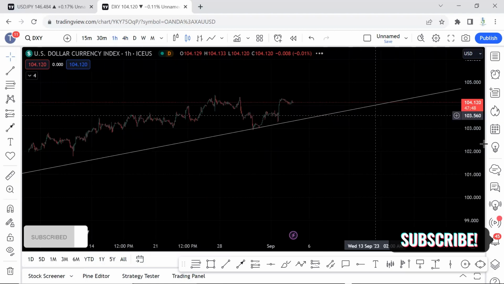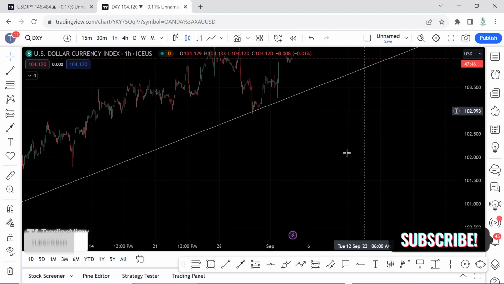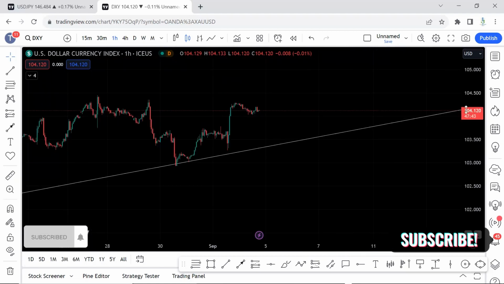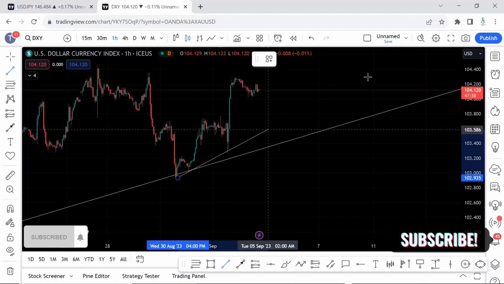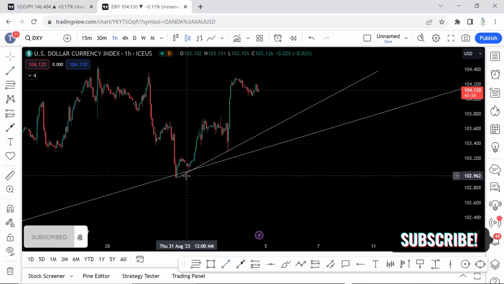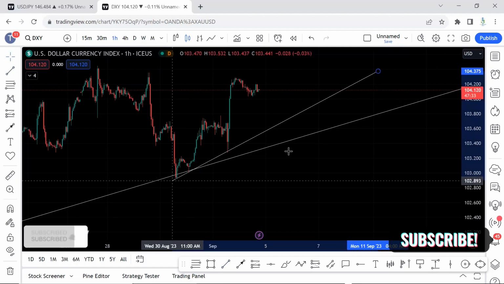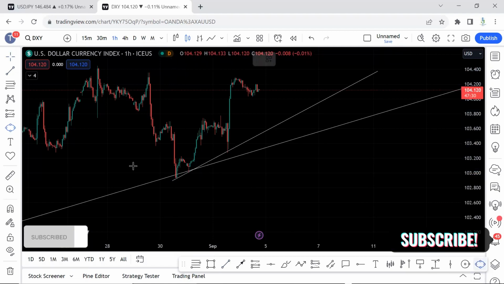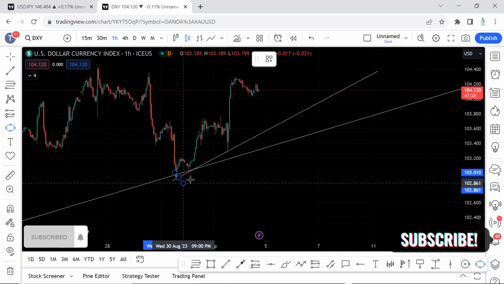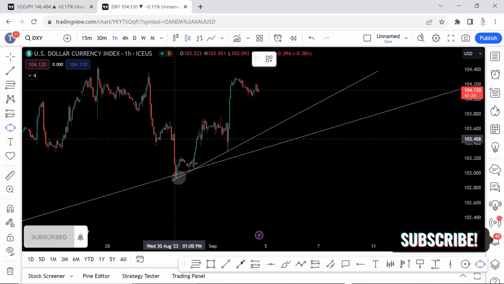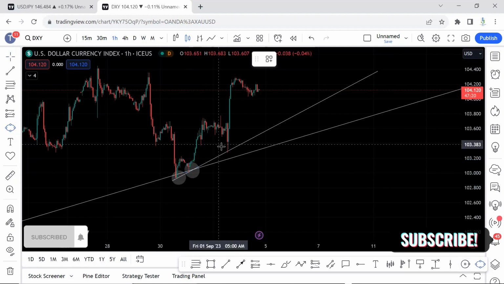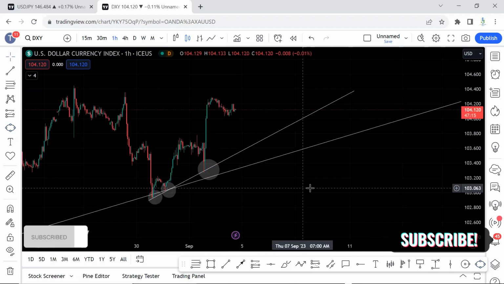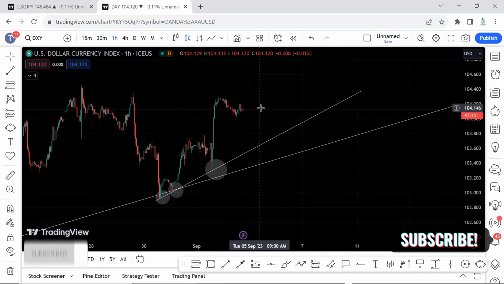Is there a trend line here to draw in the 1 hour? I can see a trend line here. You have first pick, second pick, third pick. So you can see there's a trend line here to draw in the 1 hour. This is the first touch, second touch, then the third touch happens here. So this is a valid trend line for us. That's just it.